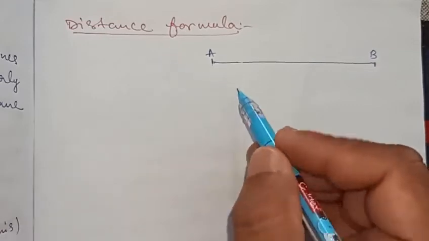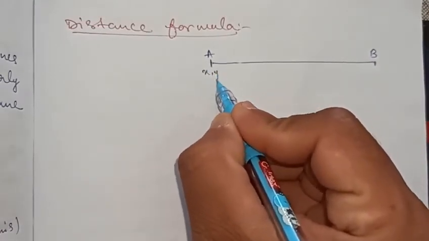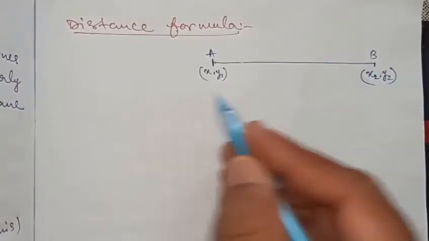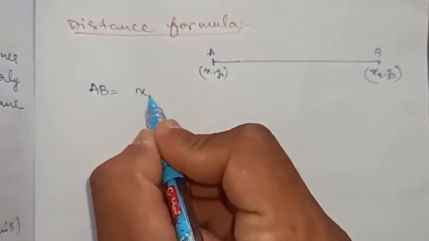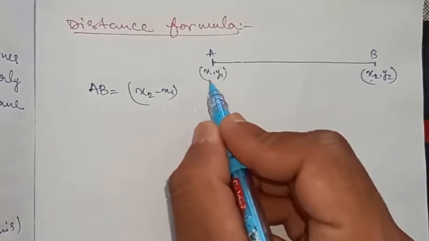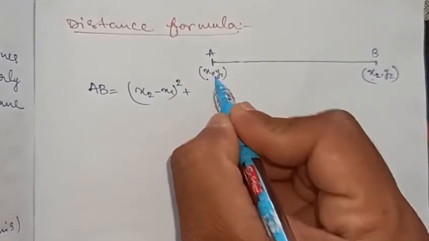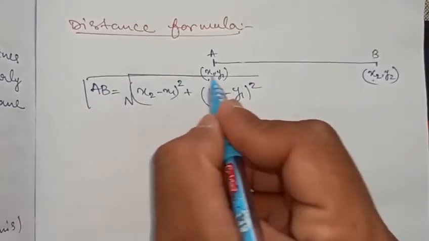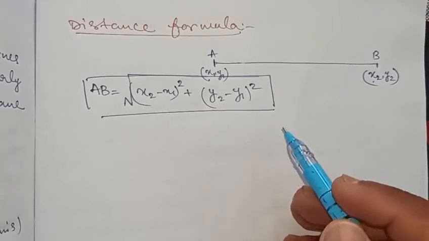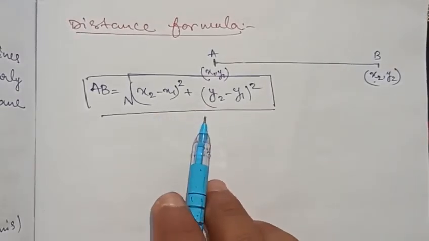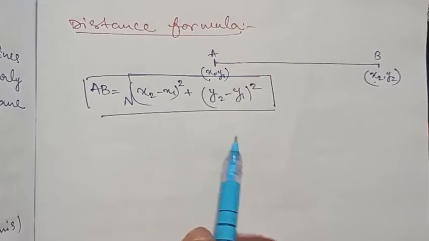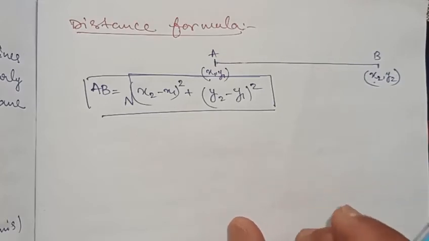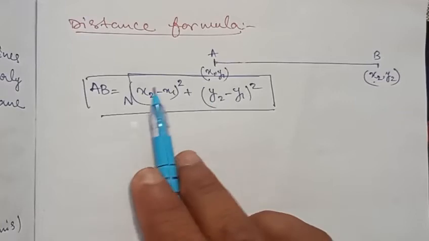What is this formula? If the first point I take as x1 y1 and the second point I take as x2 y2, then the distance between AB will be given by the square root of x2 minus x1, that is second minus first, whole square, plus y2 minus y1 whole square. This is the distance formula. To find the distance between any 2 points, you can use this formula. This can also be used if it asks to find the length of AB, or the length of PQ, or the distance between PQ. Getting all of you?